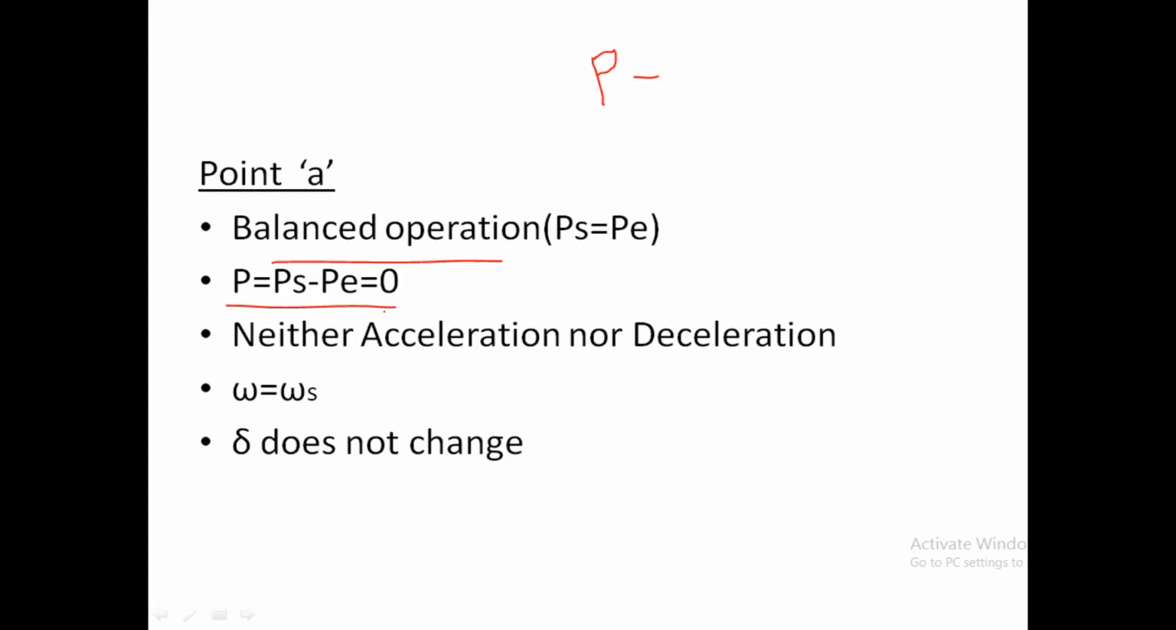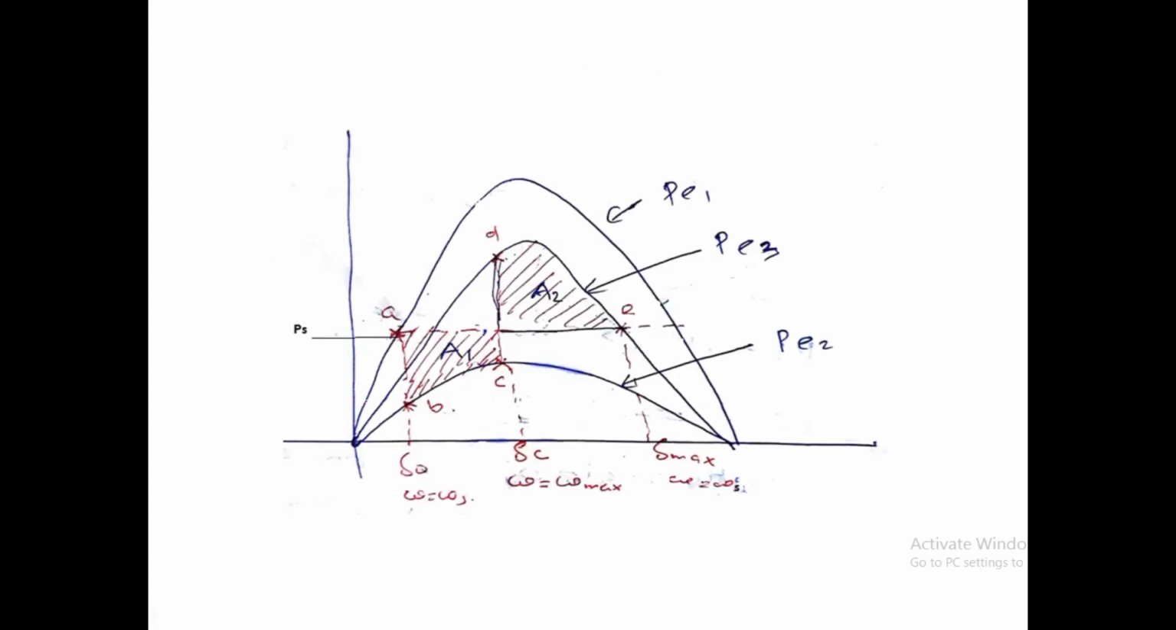If that condition is satisfied, there is no accelerating or decelerating power, no acceleration or deceleration, and omega is omega s, the synchronous speed. Delta does not change at point A, the balanced point. Here the angle is delta 0, omega equal to omega s. We give a mechanical input PS, and that much PE is produced. So this is PS and this value is again PE. Both are at the same point only. So this is a balanced condition.